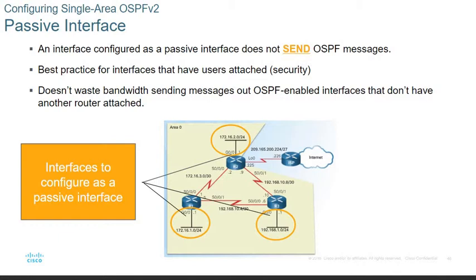Configuring Single Area OSPFv2. Passive interface. An interface configured as a passive interface does not send OSPF messages. It is a best practice for interfaces that have users attached. It improves security, and it doesn't waste bandwidth sending messages out OSPF-enabled interfaces that don't have another router attached. These are the interfaces to configure as passive interfaces.